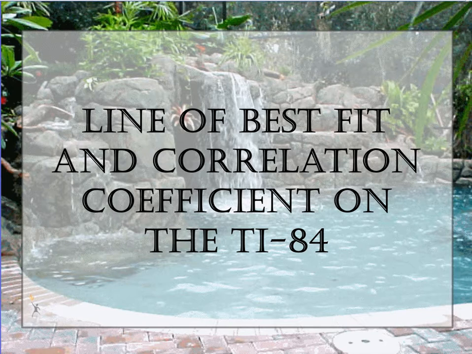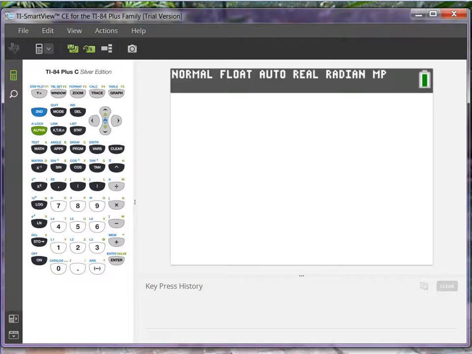Today we're going to learn how to find the equation for a line of best fit for a scatter plot and the correlation coefficient on a TI-84. So first let's bring up our calculator, and there's a couple things we need to do to get your calculator ready for the statistics we're going to ask it to do.